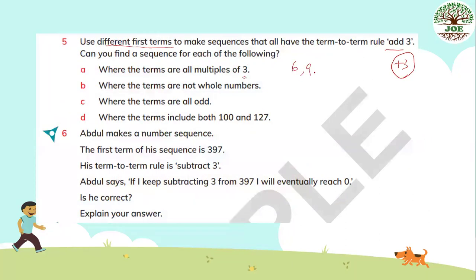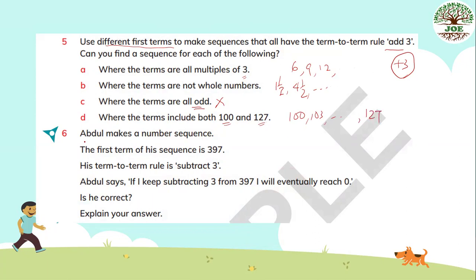Okay, so 6, 9, 12, something like that. B, where the terms are not whole numbers, so you can start with the mixed number 1.5, 4.5, and so on. And C, where the terms are all odd. So if we use the term to term rule add 3, our numbers will alternate between even and odd. So it is impossible to get all the terms odd. Okay, this is impossible. And D, where the terms include both 100 and 127. So you can start with 100, 103, until you get 127.